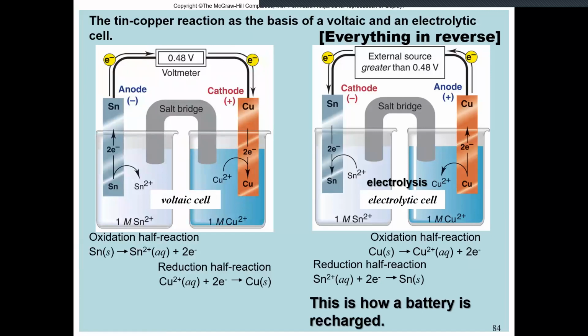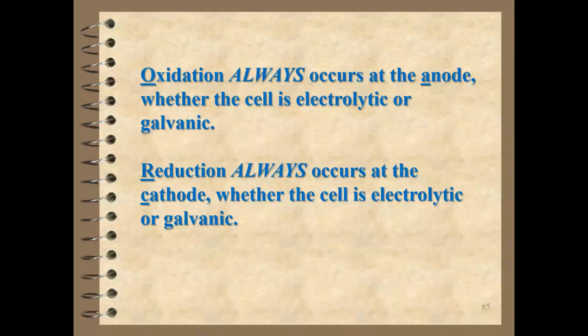And if there wasn't evaporation or corrosion or loss of materials, the battery, if you kept recharging it, would last forever, but it doesn't because of leakage and corrosion and evaporation. But remember, oxidation, regardless of whether it's an electrolytic cell, that is a cell you're adding electricity to, or a galvanic cell, a battery, oxidation always is at the anode, reduction at the cathode.